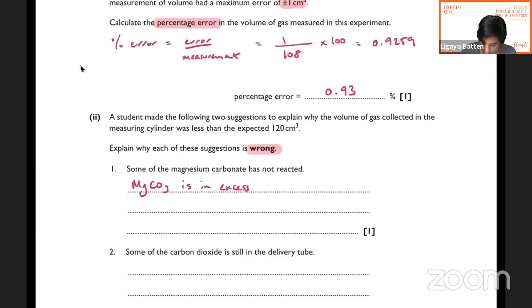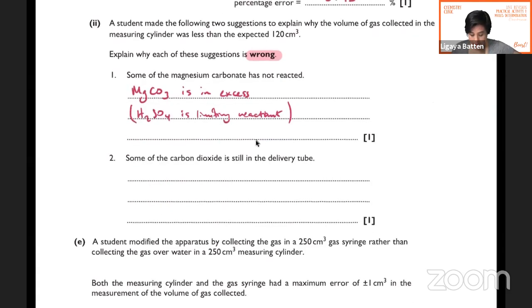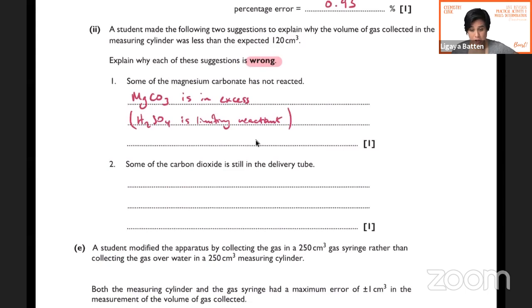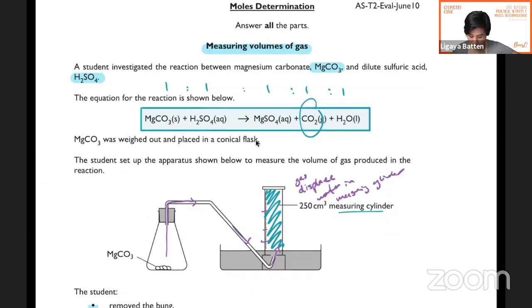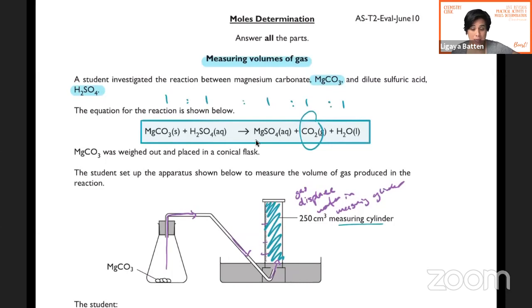Alternatively, we could write that the H2SO4 is the limiting reactant, and therefore the MgCO3 isn't. But I would probably prefer that first one as an explanation. Some of the carbon dioxide is still in the delivery tube. Okay, so let's have a look back at the actual diagram here. So you might think that perhaps some of the carbon dioxide would get stuck in the delivery tube, so somewhere in this section here. And while that may be true, at the end of the experiment, not all of the carbon dioxide will have been pushed out of the delivery tube.